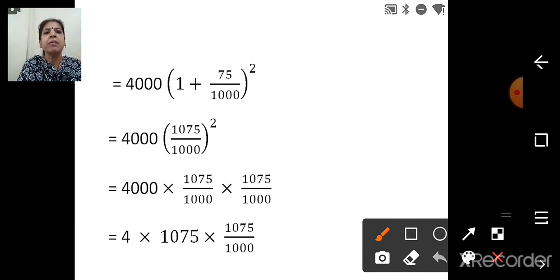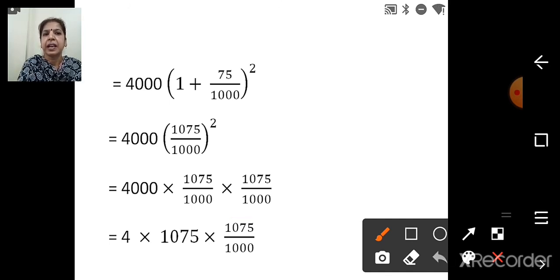So it will become 1075 upon 1000. So the next step we will get like this: 4000, then in the bracket 1075 upon 1000 raised to 2. Raised to 2 means square. So next we will write 4000 into 1075 upon 1000 into 1075 upon 1000, like this we will write.